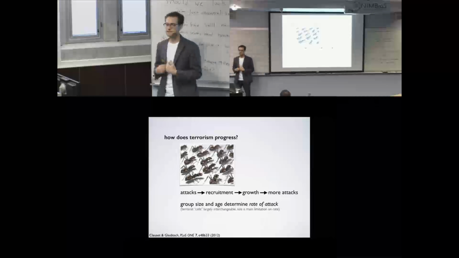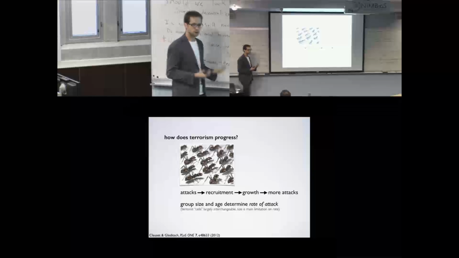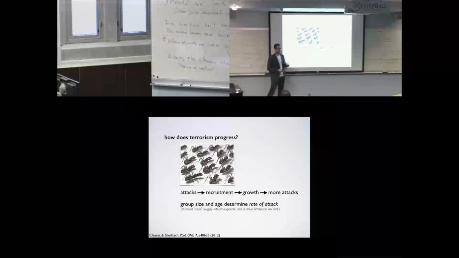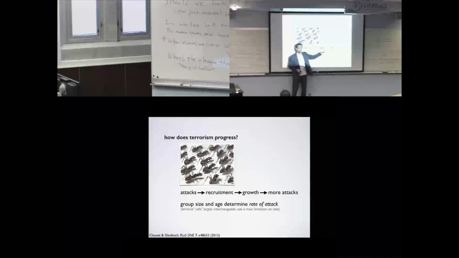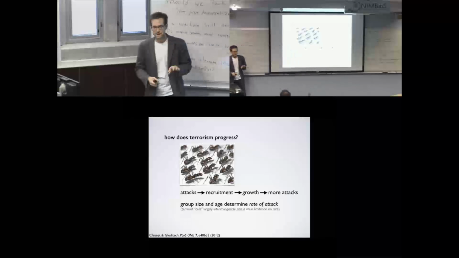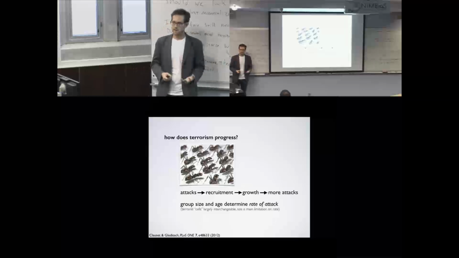So how does terrorism progress? Attacks lead to recruitment. I create an attack, I get my name into the media, some people say, hey, I like what you're doing, let me come help you do that. So then I have growth, so I have more recruits, and that allows me to do more attacks. So the assumption here is that the group size and age is what determines the rate of events.